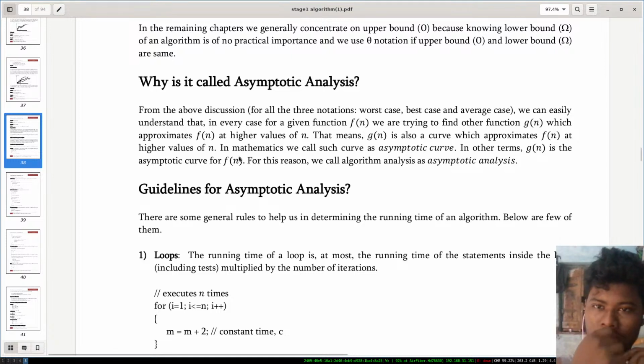All right, so from the above discussion of all three notations, worst case, best case, and average case, we can easily understand that in every case, for a given function f(n), we are trying to find another function g(n) which approximates f(n) at higher values of n. This means that g(n) is a curve that approximates f(n) at higher values of n. In mathematics, we call such curves asymptotic curves. In other terms, g(n) is the asymptotic curve for f(n). For this reason, we call algorithm analysis asymptotic analysis.